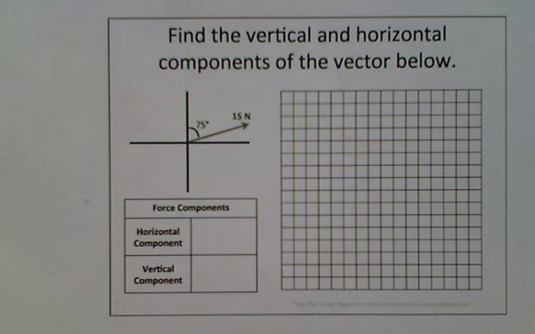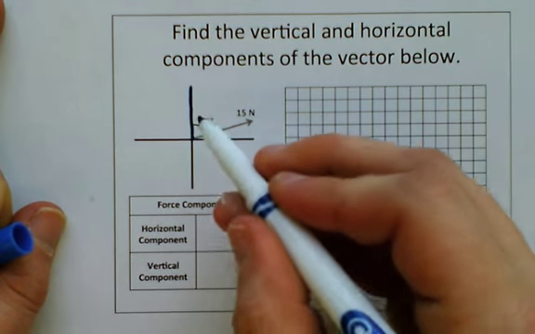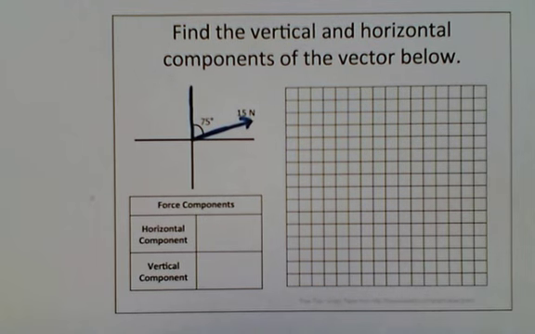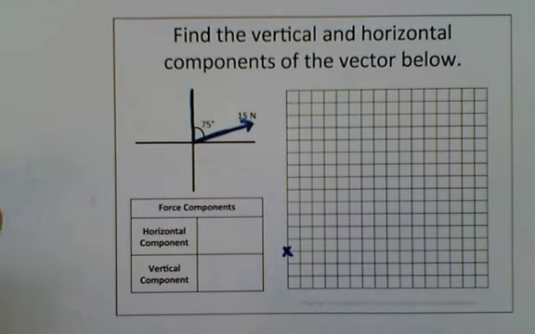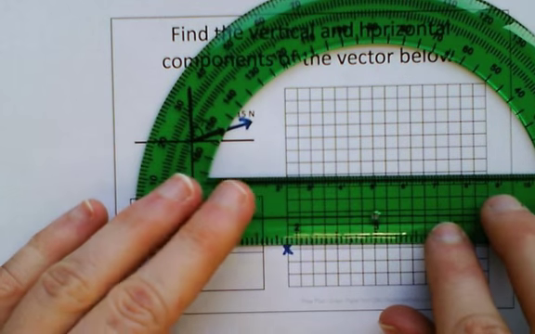Now for the last problem. Notice the big difference in this problem. Now we have an angle measurement that's not from the horizontal. It's from the vertical. So we have to be very careful about that when we're drawing our vector. So remember, the first thing we want to do is choose our origin. And then draw our axes.